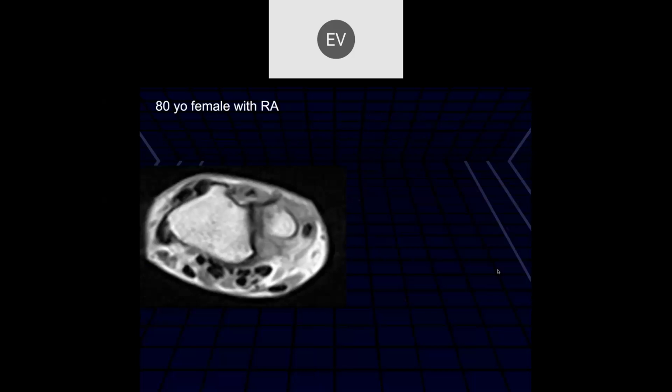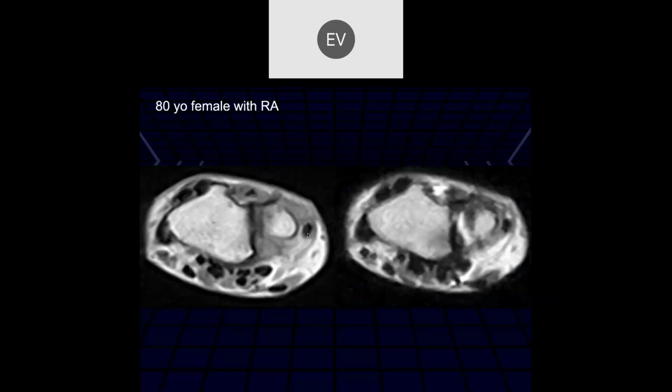Okay, we have an 80-year-old female with rheumatoid arthritis. Looking for the EPL, it certainly doesn't have as dark signal as the other tendons. What do you think about the tendons in the fourth and fifth extensor compartments? Similarly, they don't have that normal dark signal. Could be tendinosis, could be torn. ECU looks subluxed.